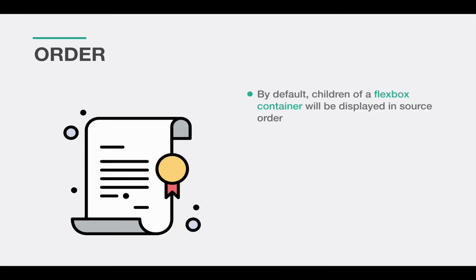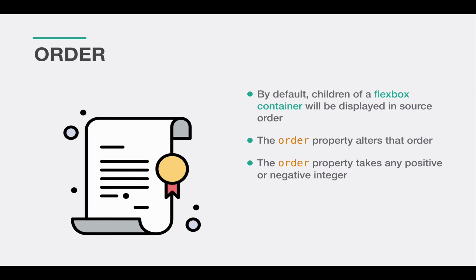All right, so the first one we're going to talk about is order. By default, the children or the items of a Flexbox container will be displayed in source order. That's the order they're inside the HTML. When we talk about source order, we're talking about how they appear inside the HTML. So if we have box 1, 2, 3, 4, they're going to appear in that order. The order property allows us to alter that order, so we can change the order in which they appear.